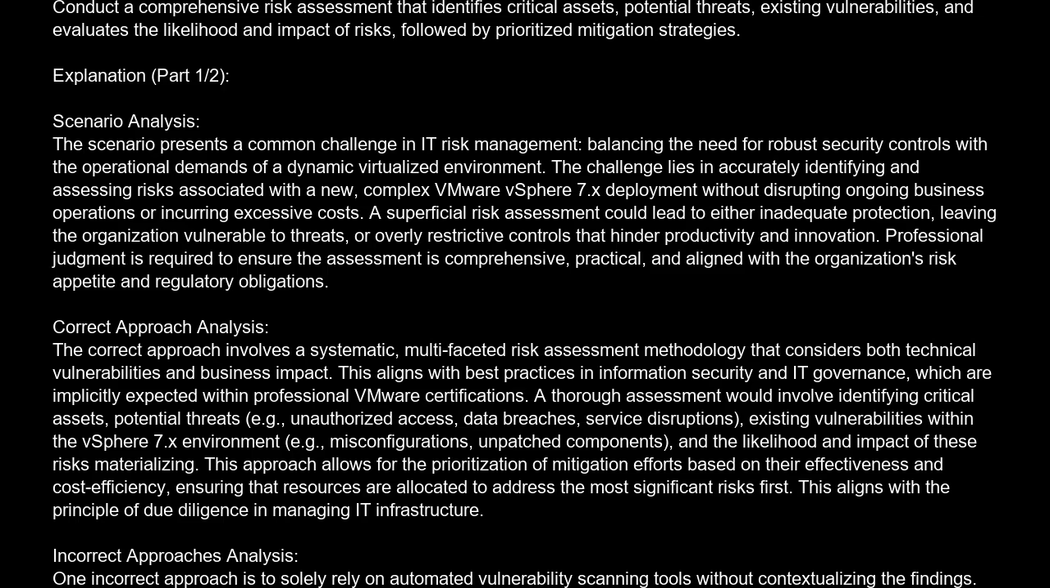The correct answer is A. Conduct a comprehensive risk assessment that identifies critical assets, potential threats, existing vulnerabilities, and evaluates the likelihood and impact of risks, followed by prioritized mitigation strategies.